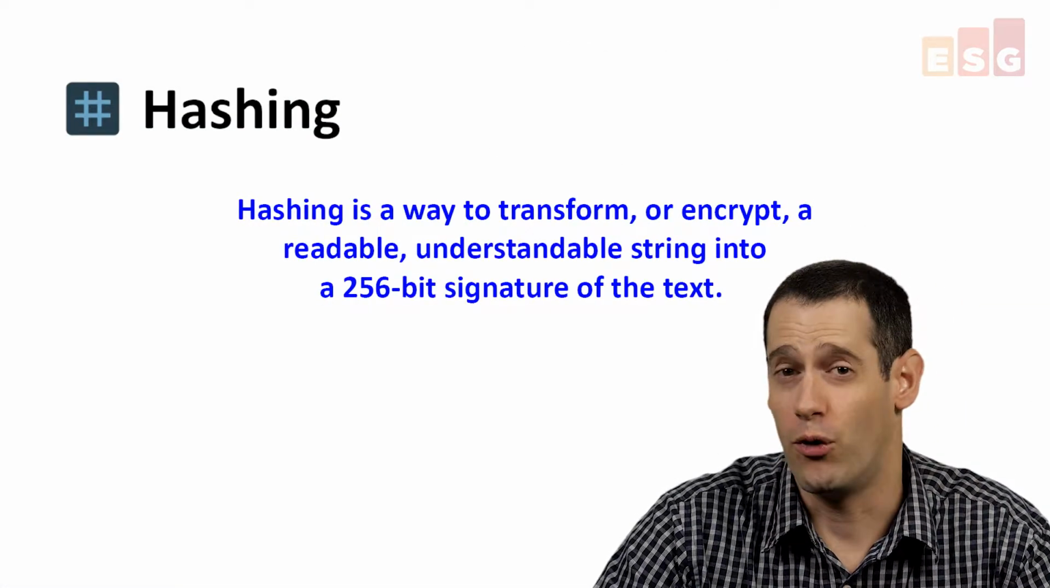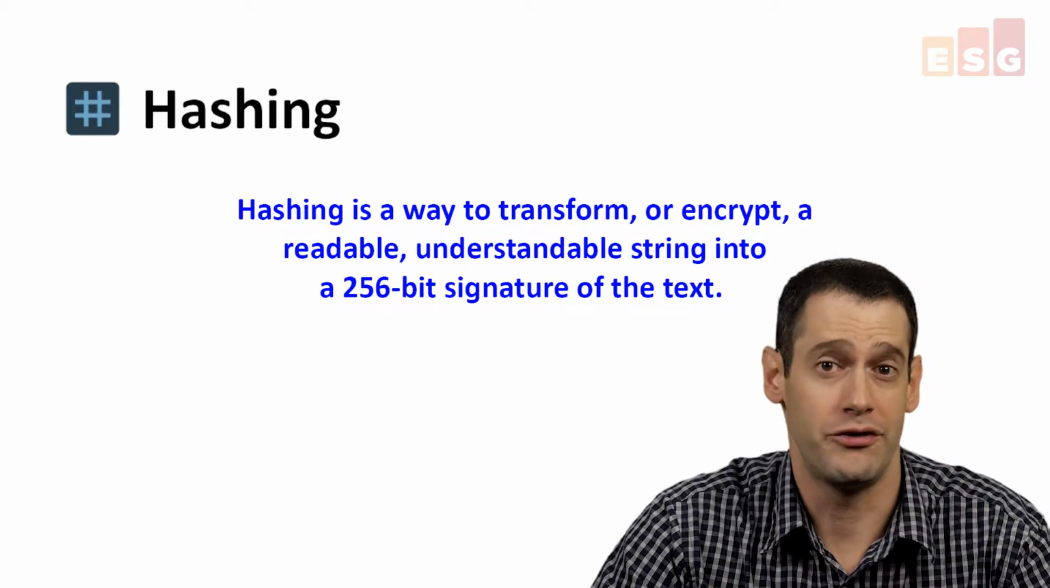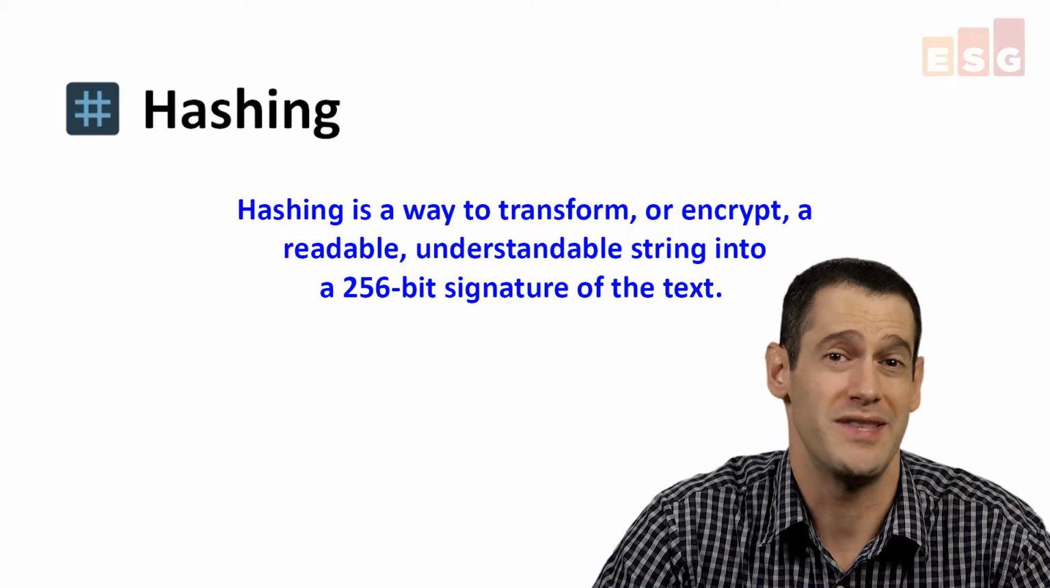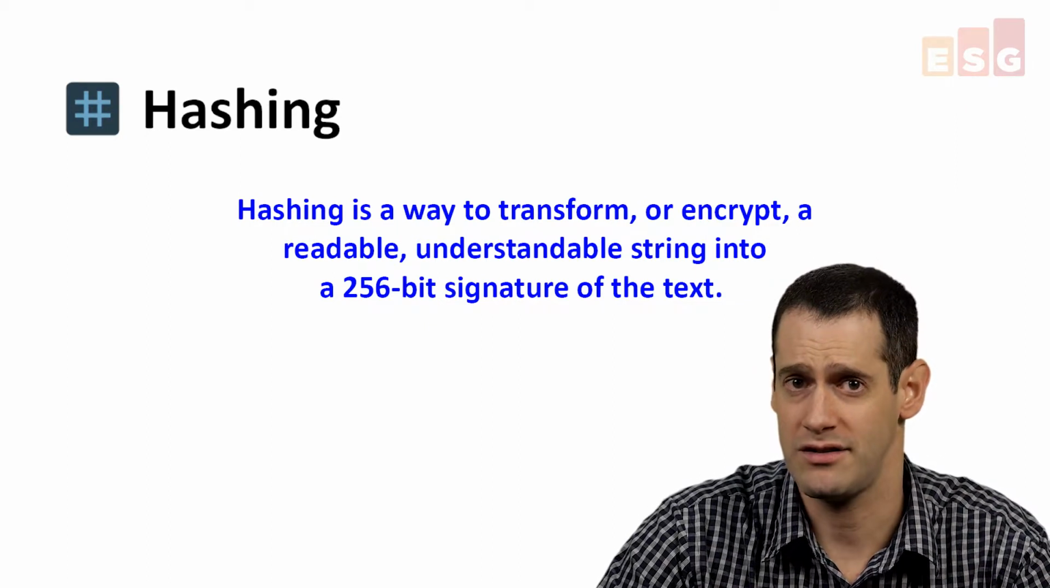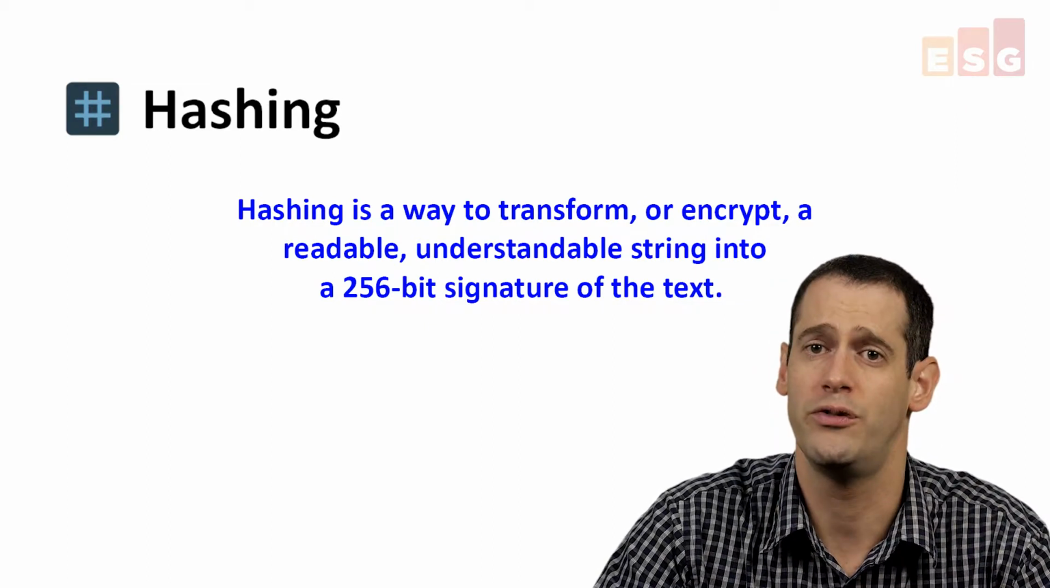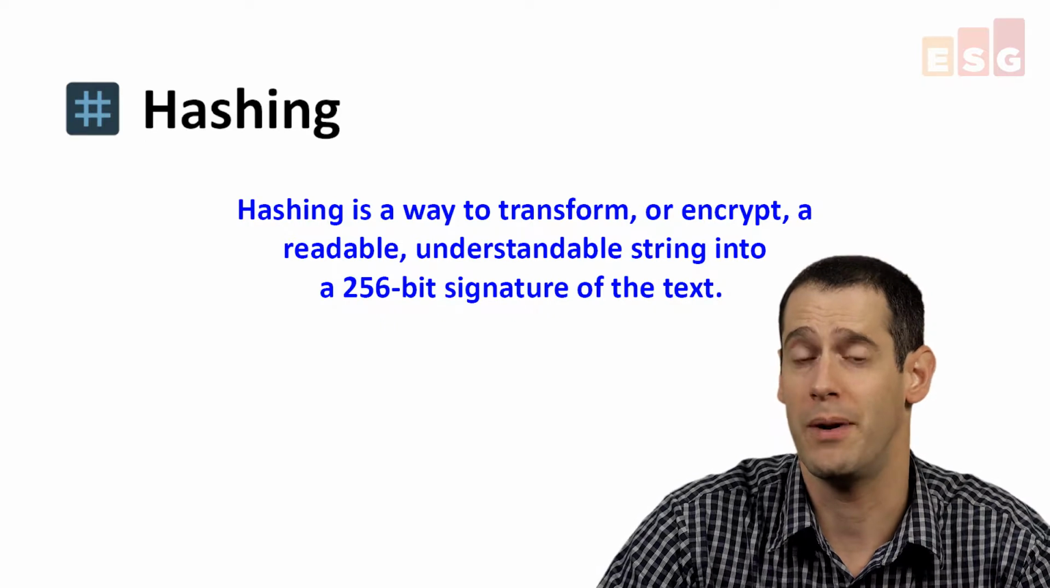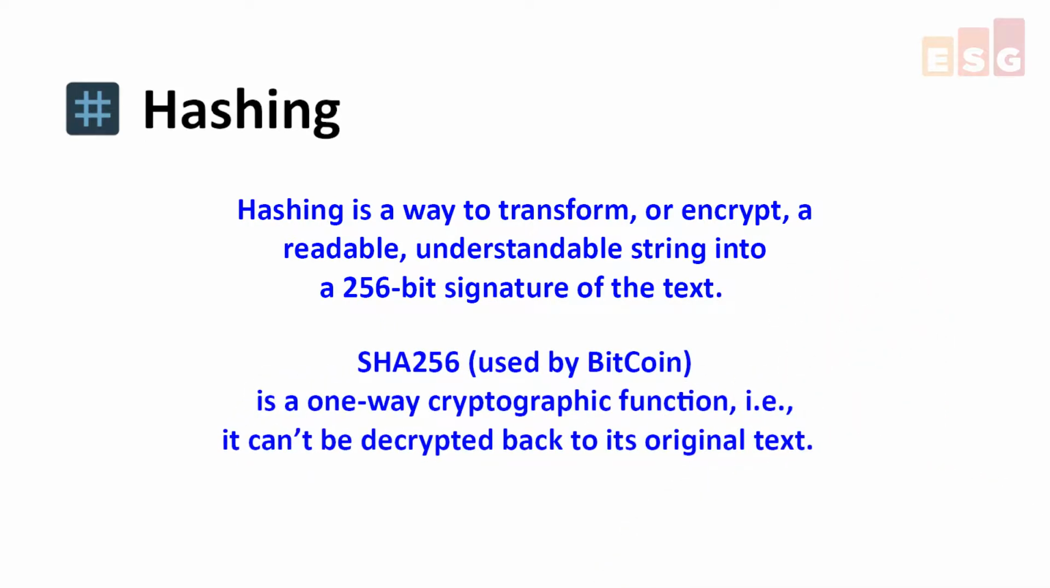Hashing is a way to transform or encrypt a readable, understandable string into a 256-bit signature of that text. Now, numerous hashing algorithms exist, but for this example, let's use SHA-256, which happens to be used by Bitcoin. SHA-256 is a one-way cryptographic function, meaning it cannot be decrypted back to the original text. The only way to figure out what was hashed would be to take the hashed versions of text.